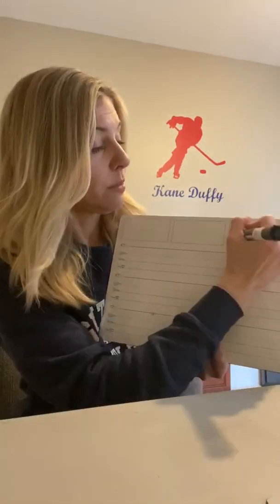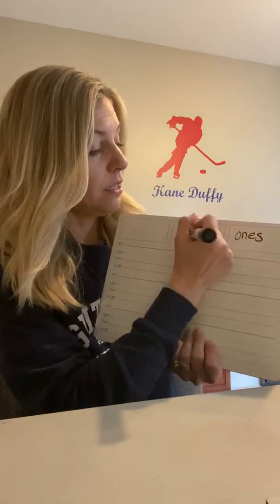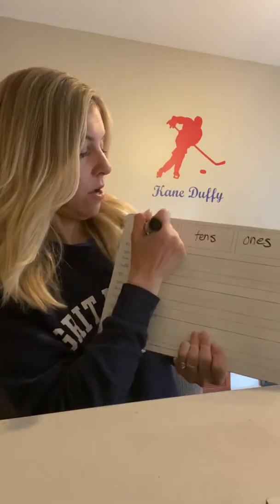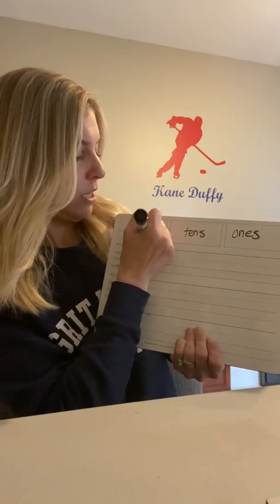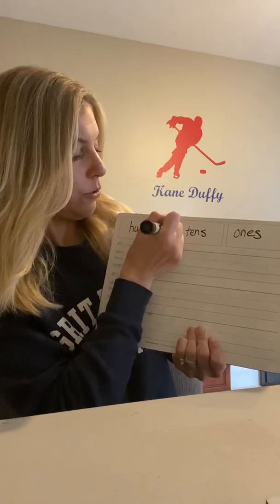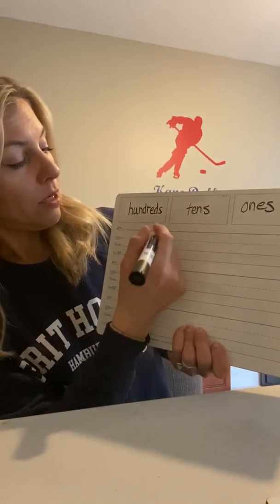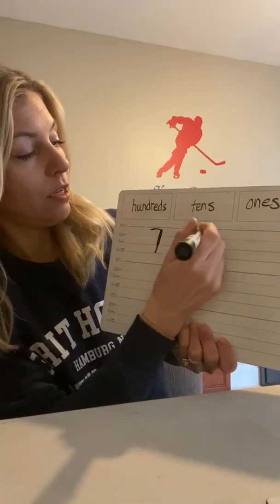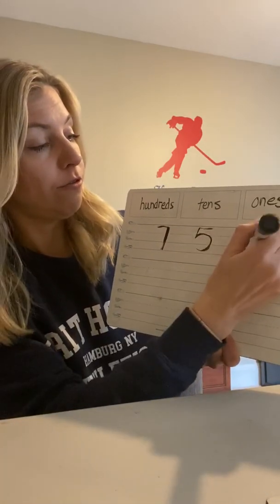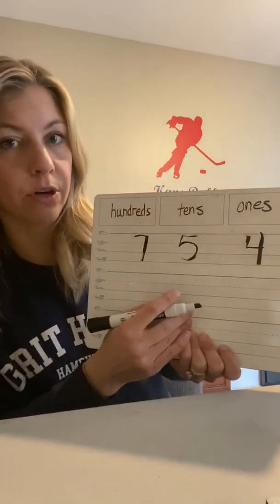So when we do three-digit subtraction, that means we're going to have three numbers. We're going to have a number in the ones place, the tens place, and the hundreds place. That's what three digits means. It has a number in each of these places, okay? So let's make up a number here. 754. That's a three-digit number.